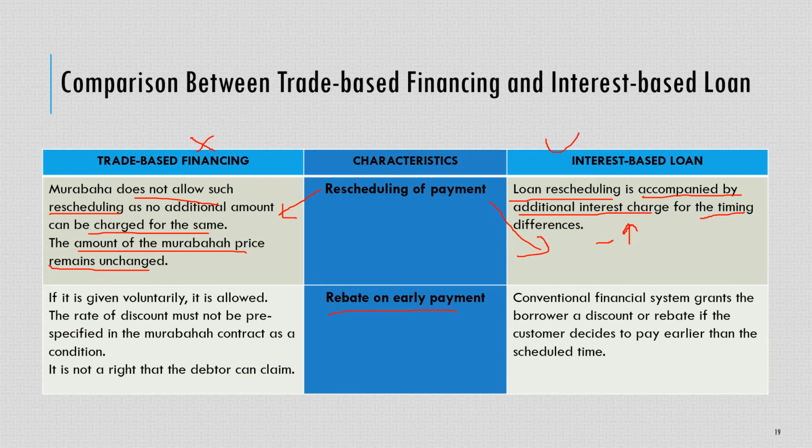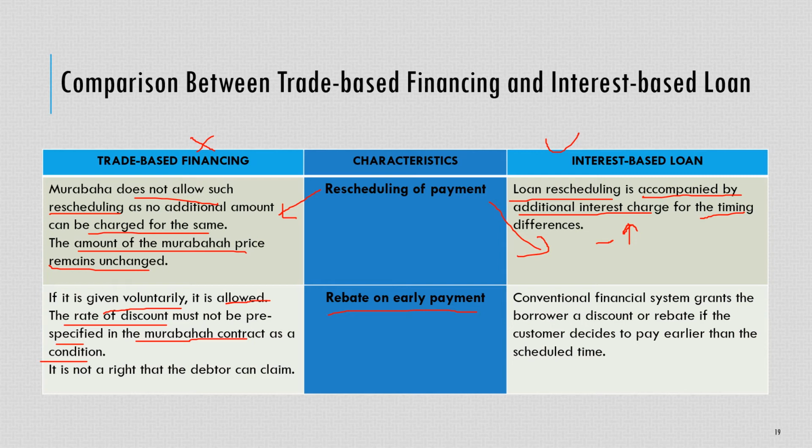And rebate on early payment, so it is given voluntary, it is allowed. Dia boleh untuk dapat rebate, tapi the rate of discount must not be pre-specified in murabahah contract as a condition. So kalau rate of discount, dia tak boleh tetapkan dalam murabahah contract as a condition. Maksud dia once kita baca contract, dia tak boleh specify.